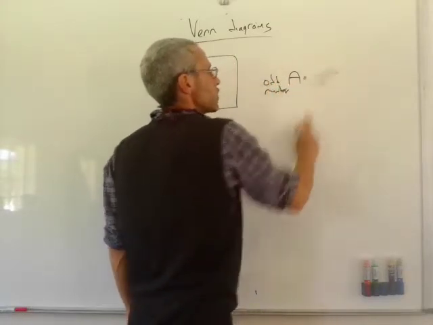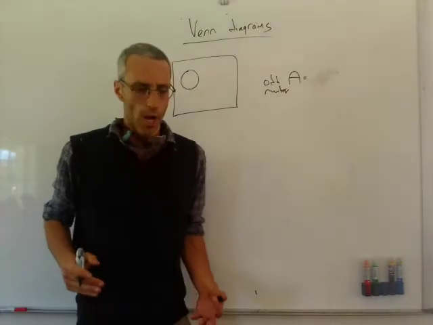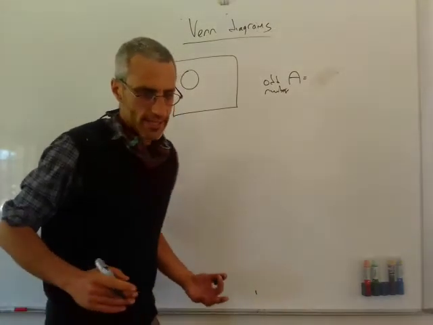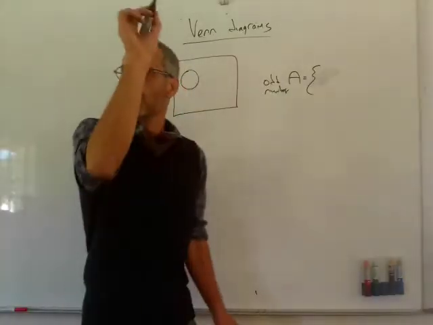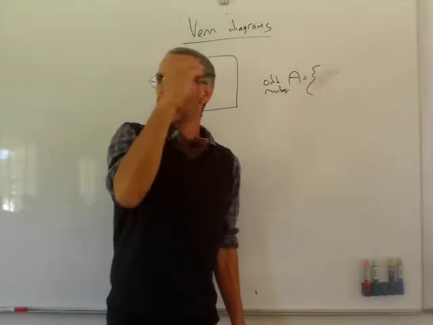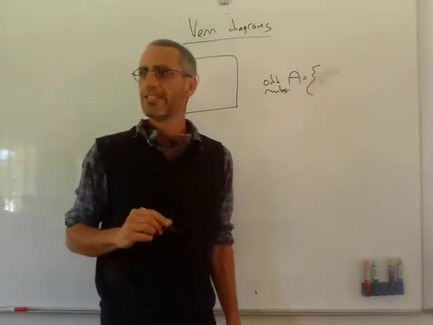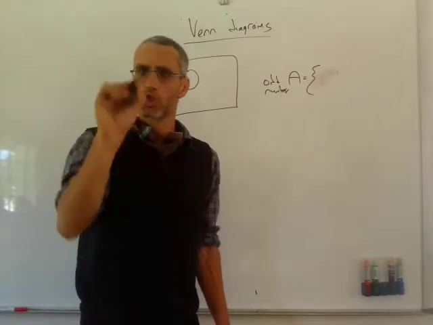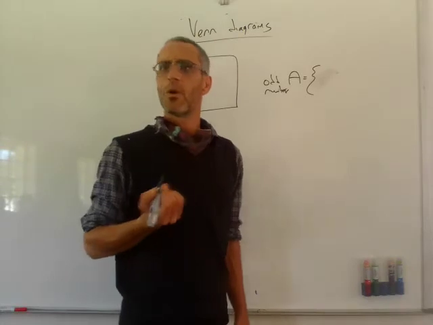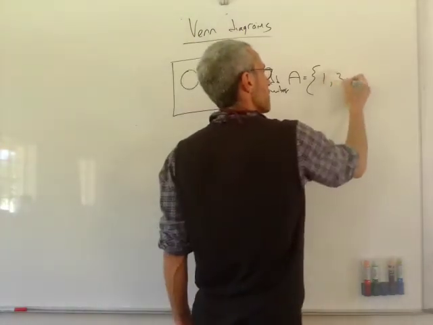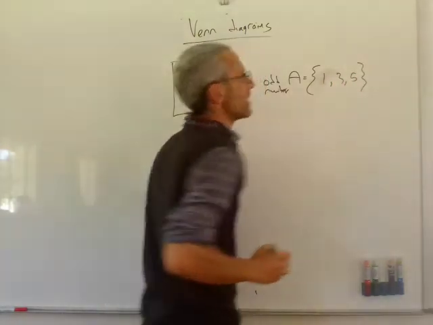There's a couple of ways of writing it. You can write it as a set, like this. You use these curly brackets, you know what I mean? And what are the odd numbers then? 1, 3, and 5. So that's one way of writing A.